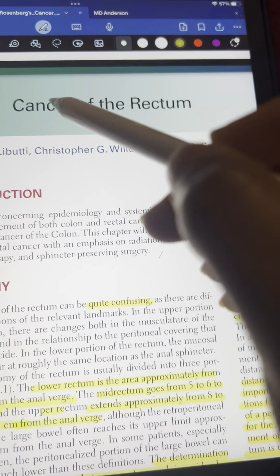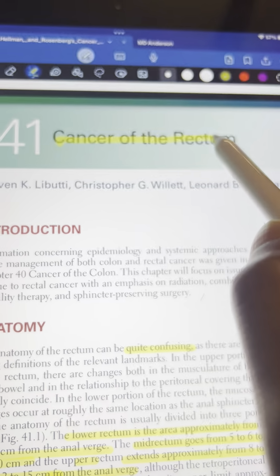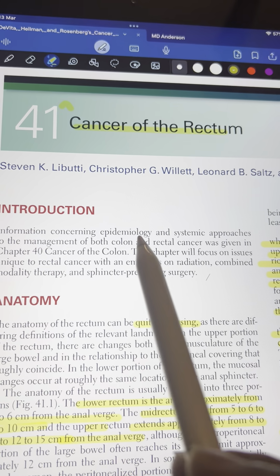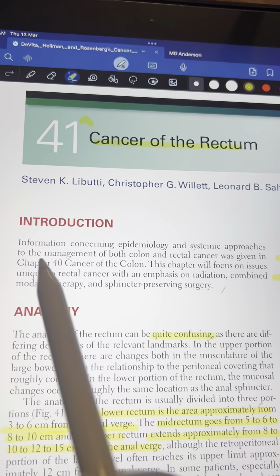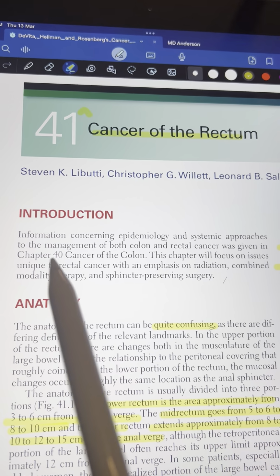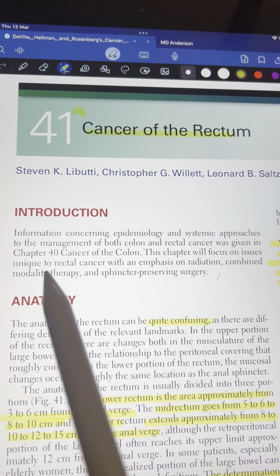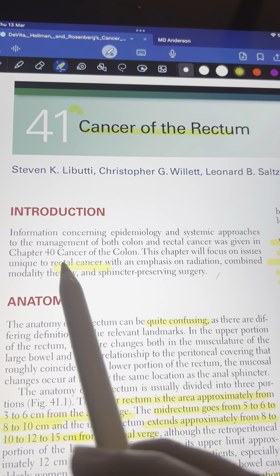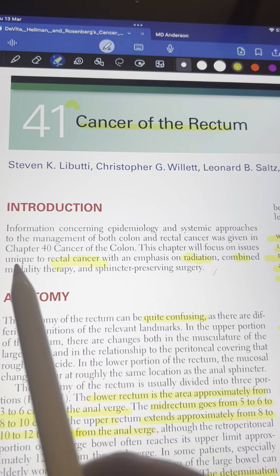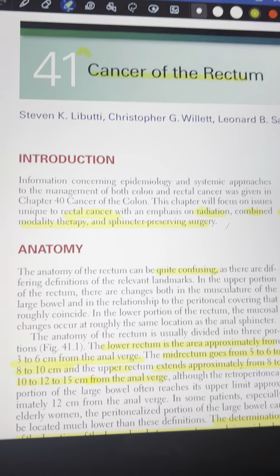Hello friends, today we are going to study cancer of the rectum, chapter number 41. Information concerning epidemiology and systemic approaches to the management of both colon and rectal cancer was given in chapter 40, and now in this chapter we will focus on rectal cancer, with emphasis on radiation and combined modality therapy, and what is sphincter preserving surgery.